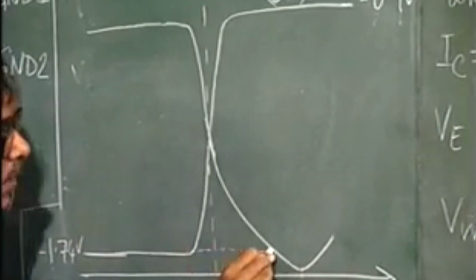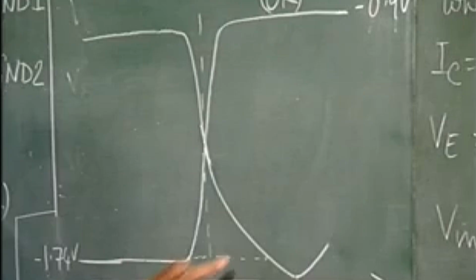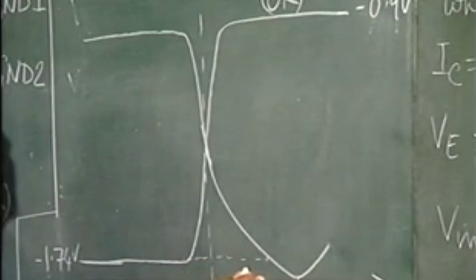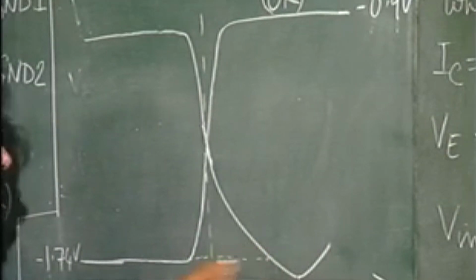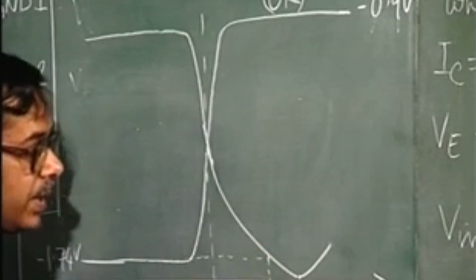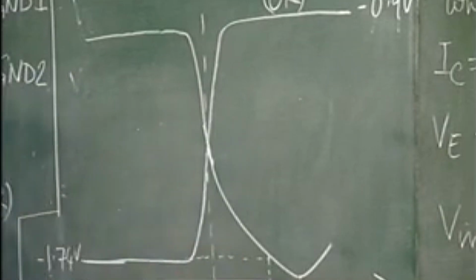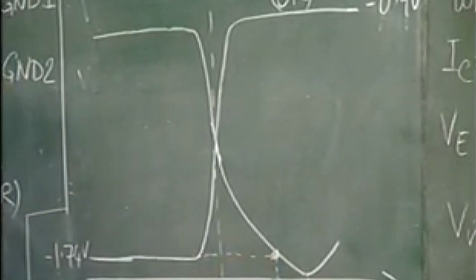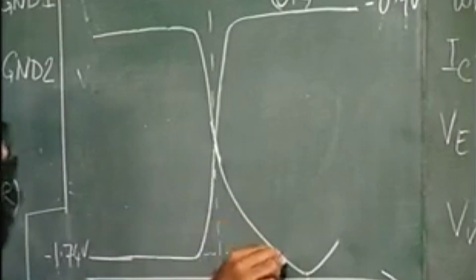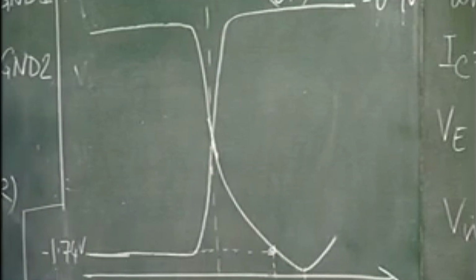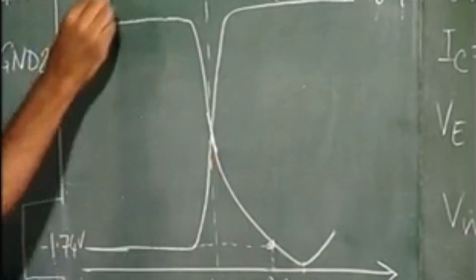Well, we have already seen that when the input voltage is minus 0.9 volts, for this output, the output voltage is minus 1.74 volts. So when this is minus 0.9, this is minus 1.74 volts. So, this point we have already calculated. So, it goes through this point, goes down to minus 0.55 and then goes up. So, this is the NOR output.